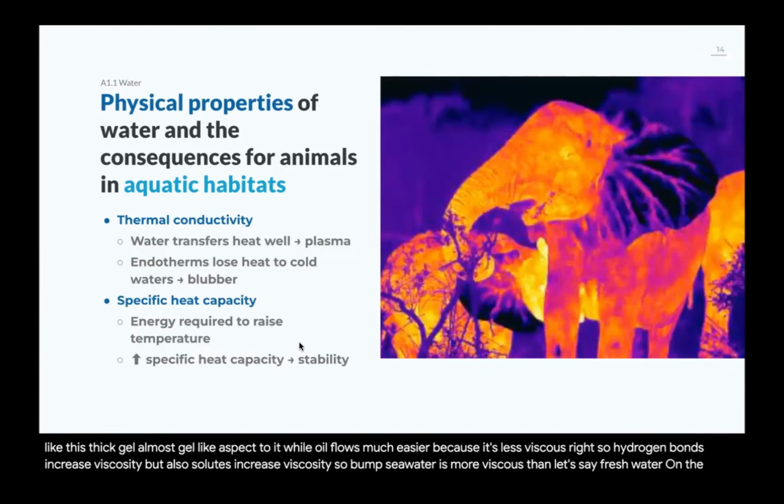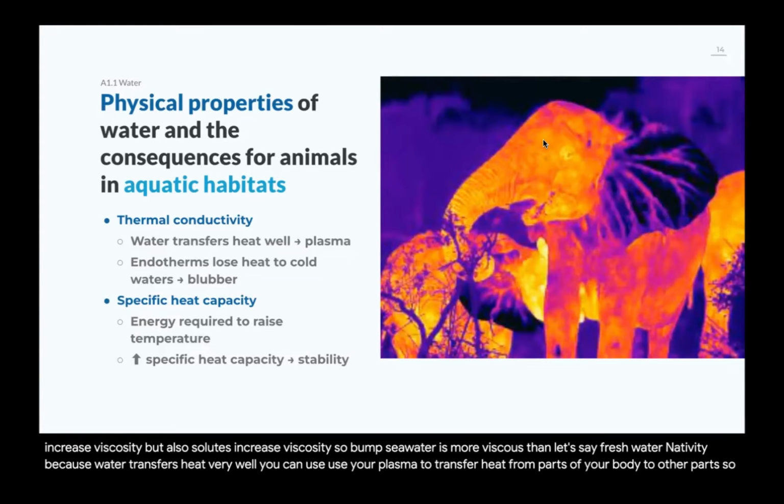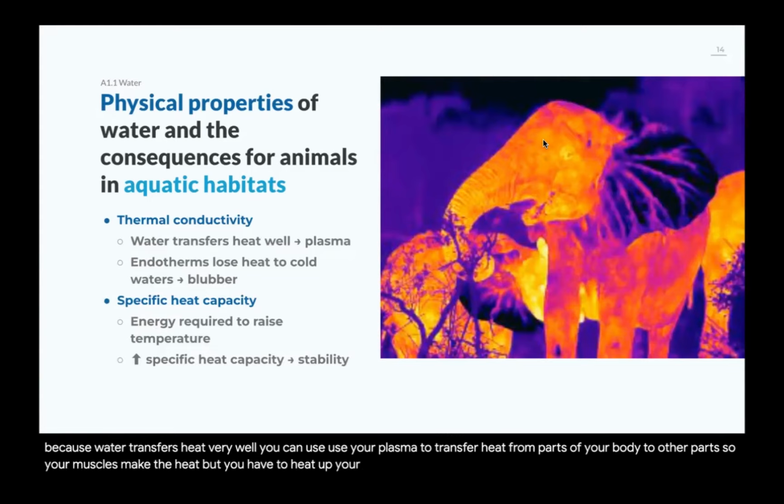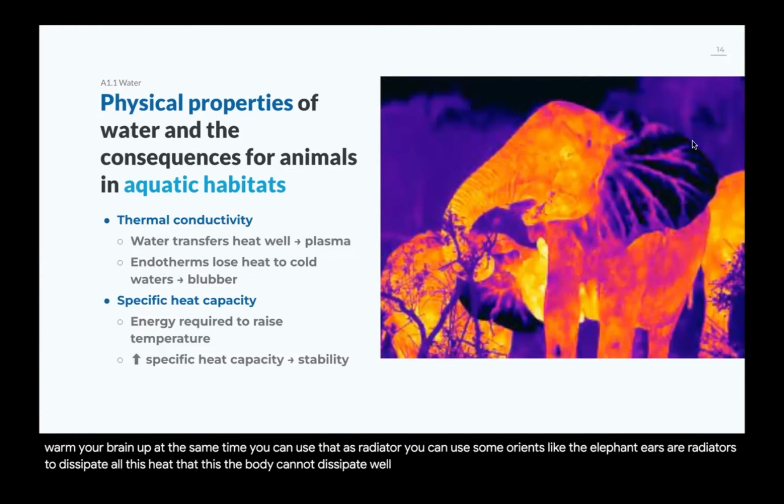Thermal conductivity: because water transfers heat very well, you can use your plasma to transfer heat from parts of your body to other parts. So your muscles make the heat, but you have to heat up your brain, for example. Your plasma will carry this heat and warm your brain up. At the same time, you can use that as a radiator. Some organs like the elephant ears are radiators to dissipate all this heat that the body cannot dissipate. The ears have a huge surface area to volume ratio. They're used as radiators, right?